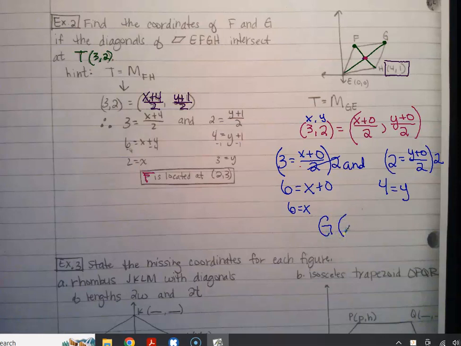G is 6, 4. You got it. Which again, if we look, we're going past H, past 4 to 6, and then going up to 4. So that looks about right on our sketch. Not perfect, but it's a sketch. It's not supposed to be. All right. Pretty cool, right? Any questions?